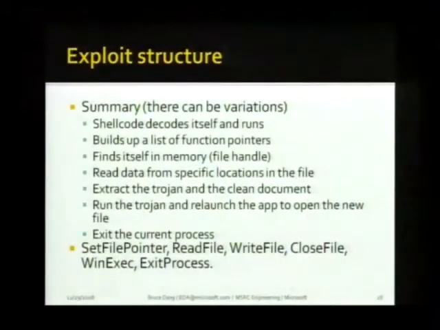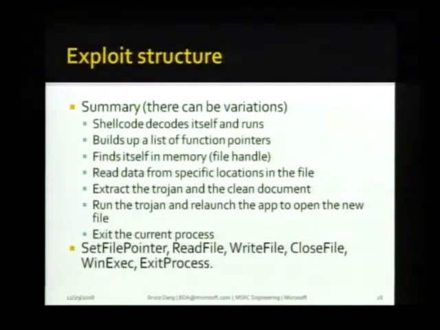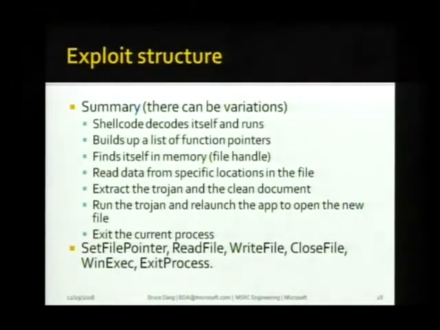So this is a summary of the exploit structure. There can be variations. I just want to make sure that I say that. So the shellcode decodes itself, and it jumps to a decrypted region. It builds up a list of function pointers that it will need later. For example, SetFilePointer, which is the equivalent of fseek or lseek, and then ReadFile for reading the file, WriteFile for obviously writing a file, and then closing the file handle, and then WinExec to execute the file. I mean to execute winword or excel.exe or whatever. And then ExitProcess, which is to kill itself. Sometimes we use ExitThread.